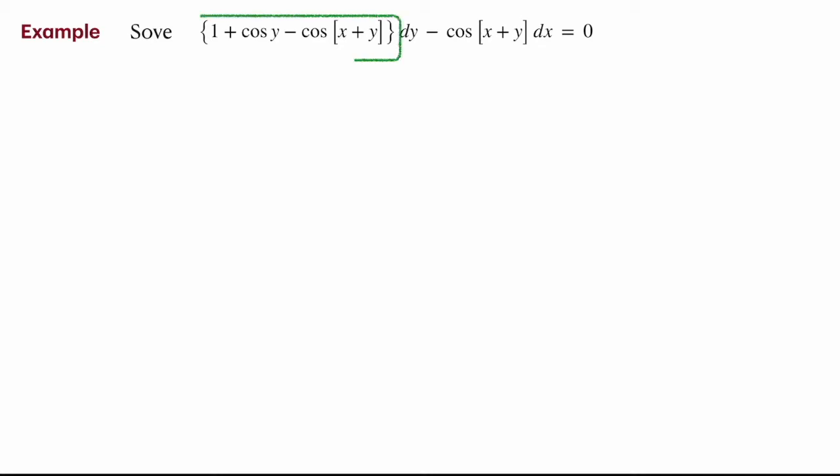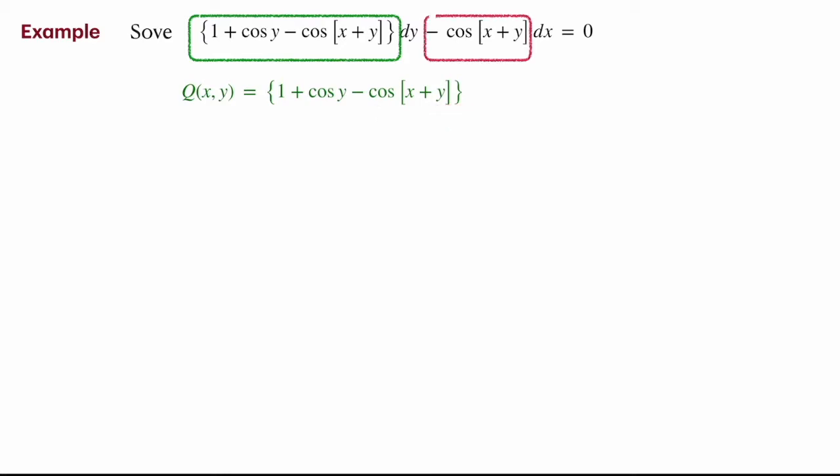Let's look at a quick example. Let's try to solve an equation of the form (1 plus cos y minus cos(x plus y)) into dy minus cos(x plus y) dx is equal to 0. So this is the equation which we have to solve. This is already in the form of p of x, y dx plus q of x, y dy. So we identify q of x, y as 1 plus cos y minus cos(x plus y), and here we have p of x, y is equal to minus cos(x plus y).